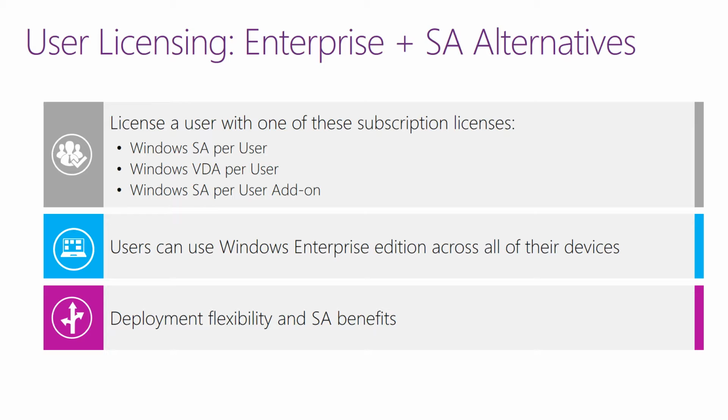Here you can see that there are actually 3 choices, and they're all user subscription licenses, or USLs, and we're going to look at the differences between them on the next slide, but think of them all again as alternatives to the Windows Enterprise plus SA licenses we've just looked at. They allow the use of the Enterprise Edition, and they allow the deployment flexibility and all of the other SA benefits.